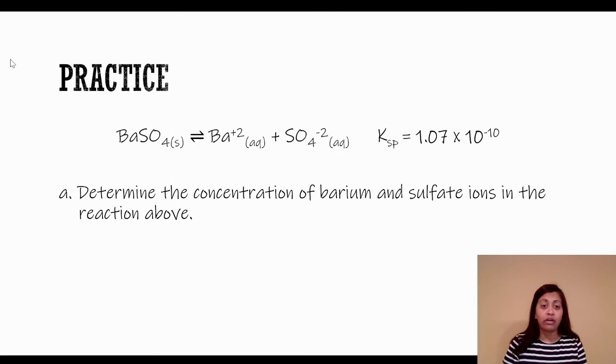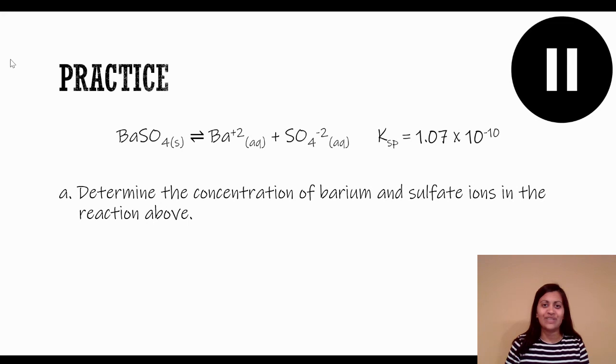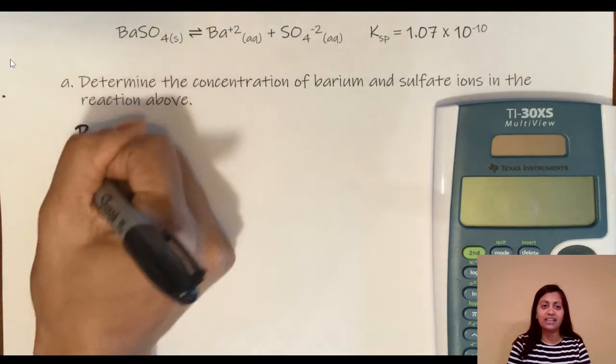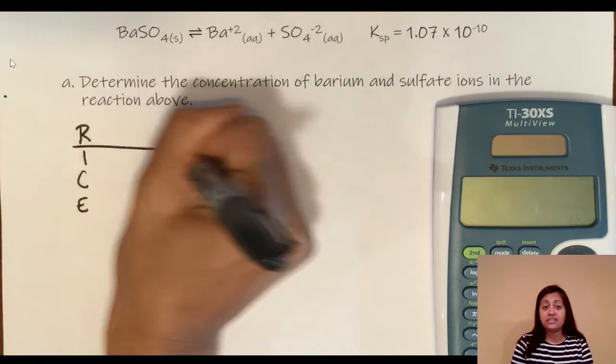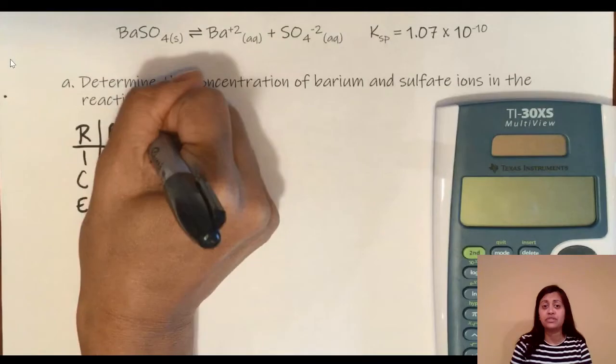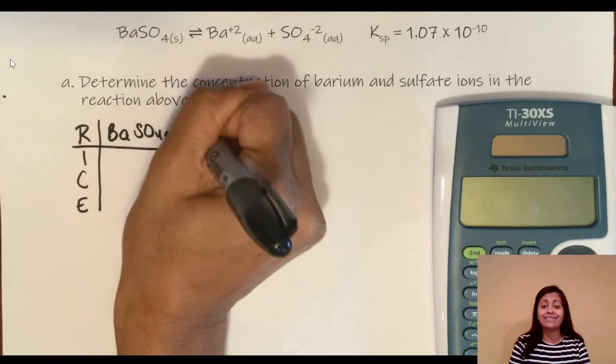We have barium sulfate solid dissolving into barium plus 2 ions and sulfate ions. And so we just want to figure out what the concentration of barium and sulfate ions are in the reaction given that KSP. So go ahead and pause and do this problem. All right, so again, like we've seen in the last topic, we take our RICE table. So we have barium sulfate, and again, producing barium ions and sulfate ions.